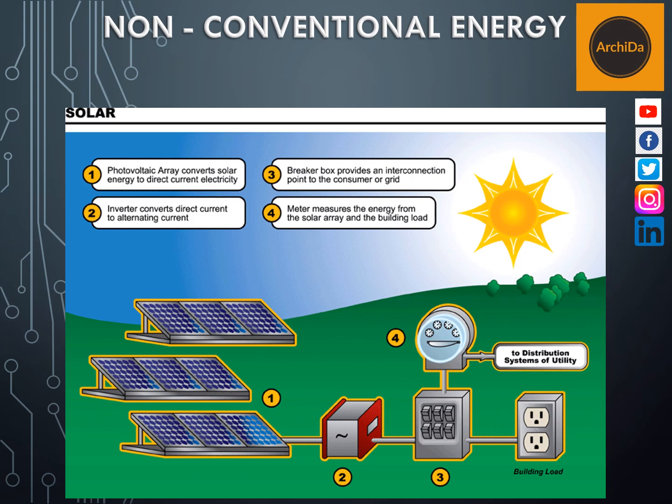Now, to explain how a dish system works, number one, it shows the photovoltaic array, which is an array of solar panels. It goes to an inverter, then it goes to a breaker box, which is the distribution system. Then you can supply it to, let's say, a certain building or a certain community.